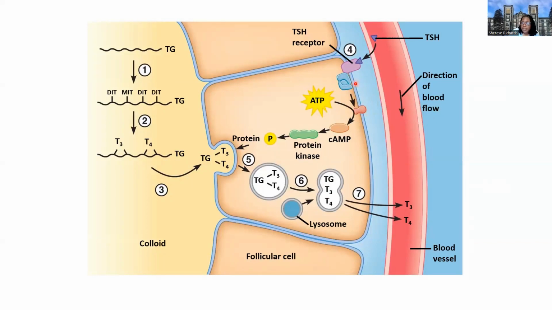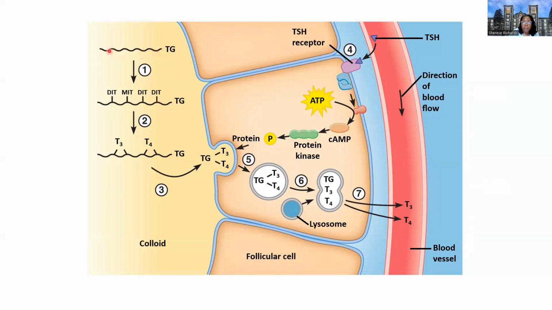We talked about some of these steps: our G protein, our amplifier enzyme, our second messenger, which is cyclic AMP here. That is going to encourage protein kinase to uptake a nice big glob of this colloid and turn it into T3 and T4. The way that is done is by taking iodide and making these residues on the thyroglobulin.